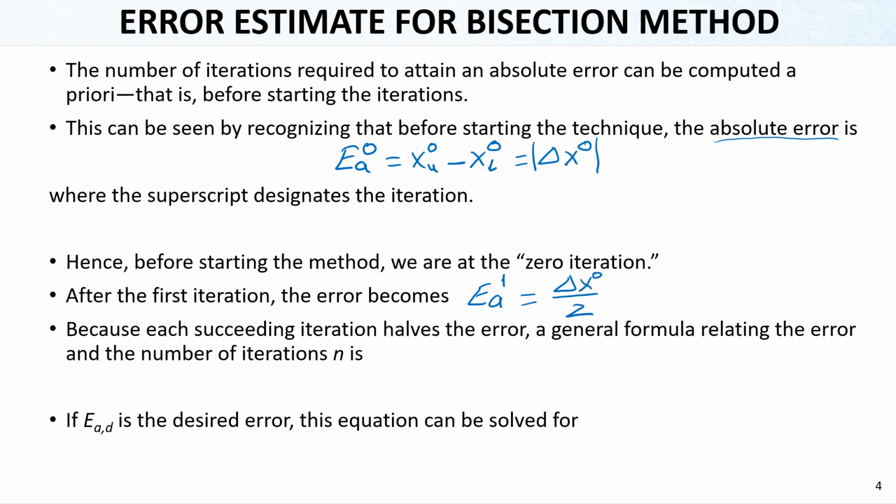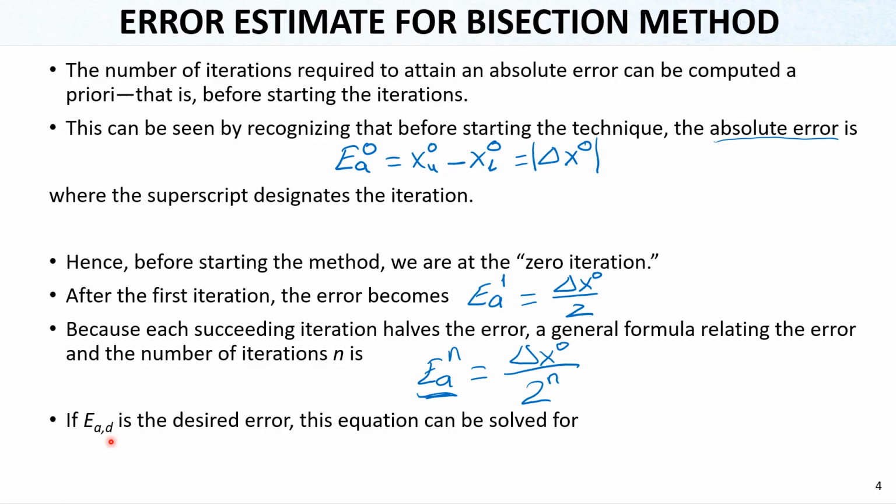At each following iteration, we are always halving the error. That's why we can have a general formula relating the error and the number of iterations n. We always divide by 2, so the denominator will have 2 to the power n. For the nth iteration, EA nth is delta x0 divided by 2 to the power n. This determines the error value for us.